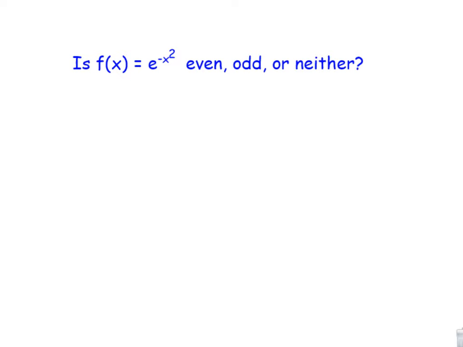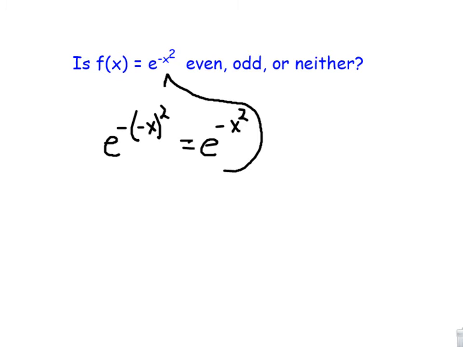Here's another one. This is e to a power, but this has a different power. It's just not e to the x. So let's go ahead and try our test here. We're going to plug in negative x for x. So we have e to the negative x squared. Well, we know that if we square anything, we're just going to get a positive. And so this is really the same as e to the x squared. And that is the exact same as our original function. So if it's the exact same, it's an even function.